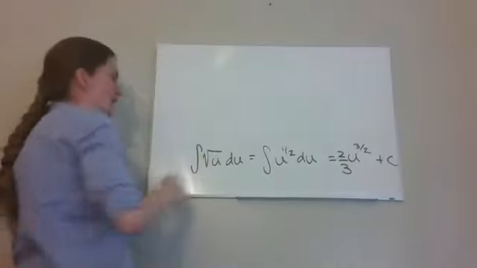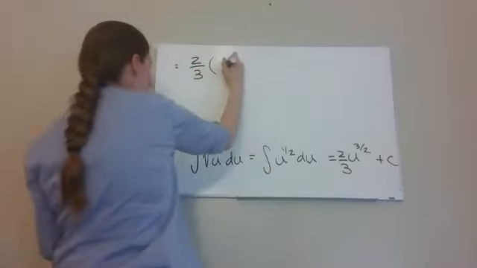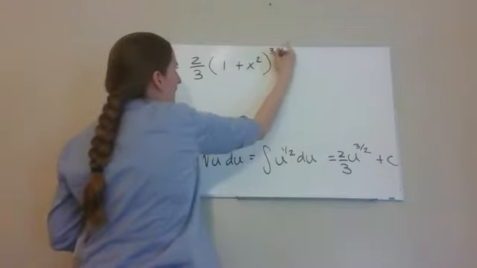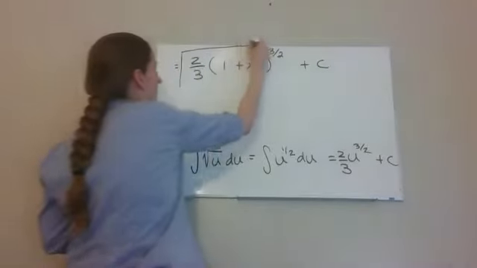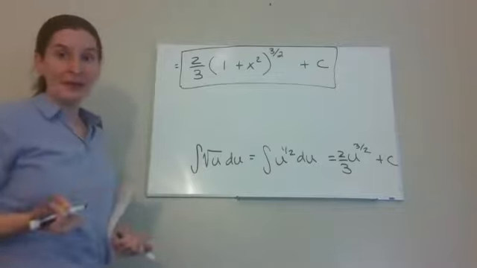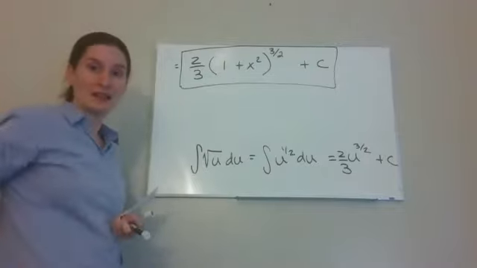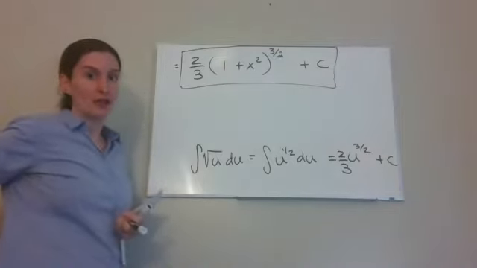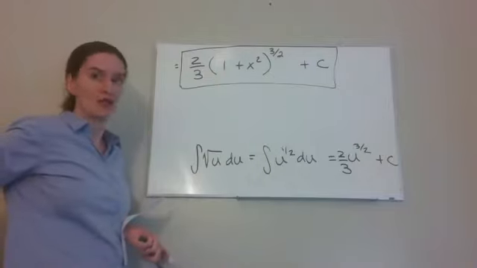So when I plug my u back in, we're going to get 2/3 (1 plus x squared) to the 3/2 power plus c as my answer to that indefinite integral. Don't believe me? Well, why don't we just take the derivative of our answer to see if we get the original problem back again? Remember, that's the way you can check all of your antiderivative problems. Take the derivative of the answer and make sure that it worked out.